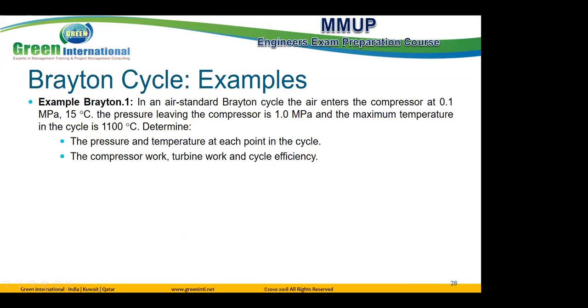Okay, before we start this problem, just tell me if you have any question for this cycle. Any question for this cycle? No question? Okay, then solve this problem.